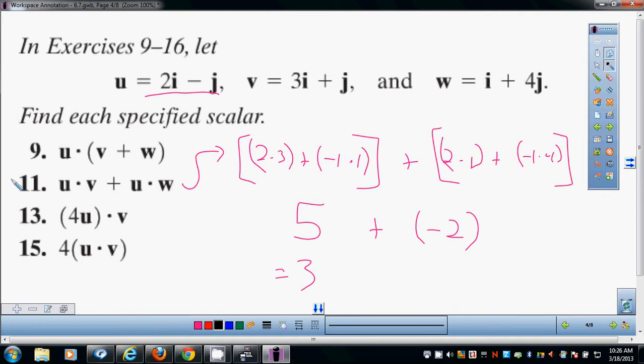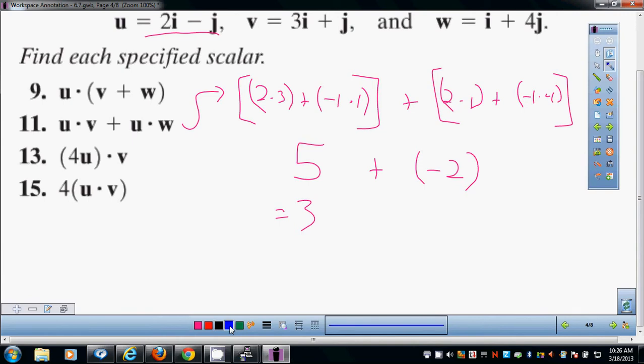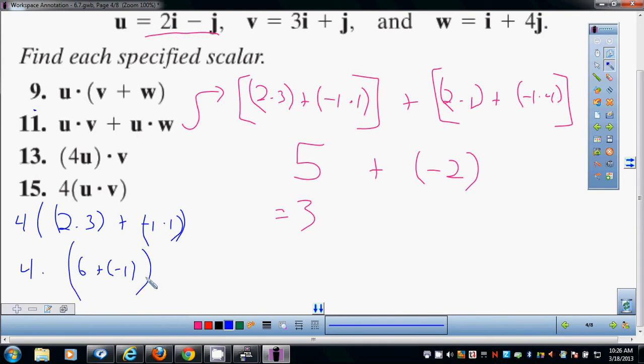The problems for here? Sure. 4 times u dot v. So that's 4 times u dot v is 2 times 3 plus negative 1 times 1. So that's 4 times 6 plus negative 1, which I'm going to write over here next. So 4 times 5 equals 20. Questions on that?